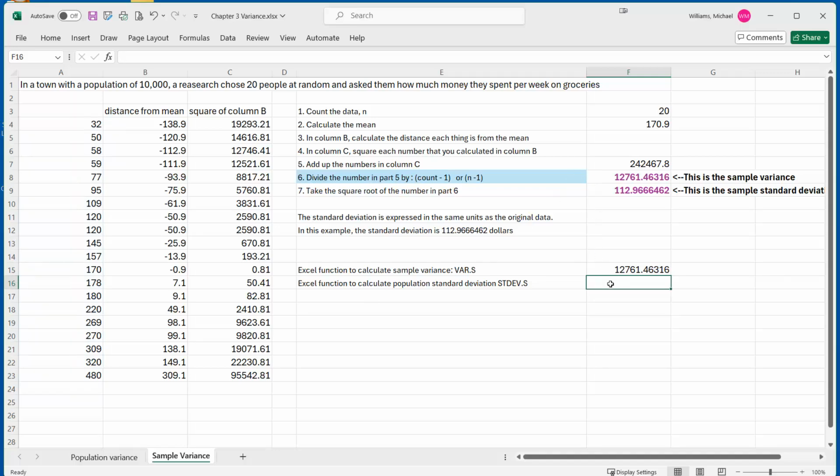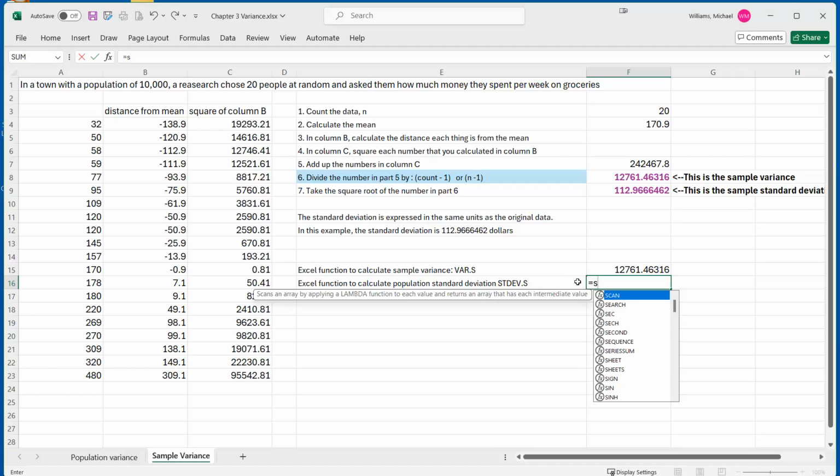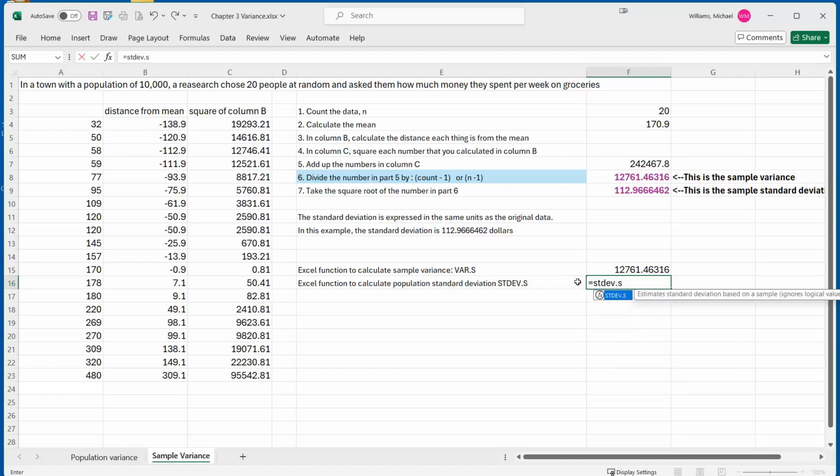Aren't you lucky? And let's try standard deviation. STDEV.S for sample, right? Put the parentheses, grab the original data over here. And hooray. I'm still competent.